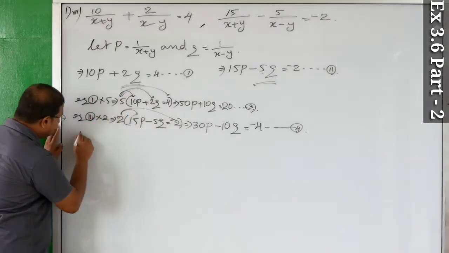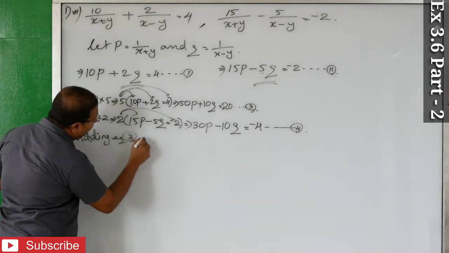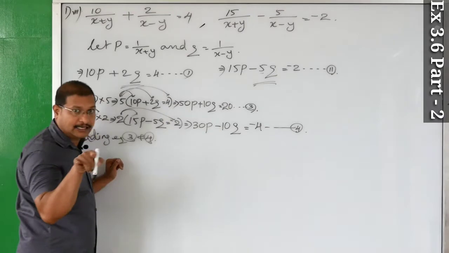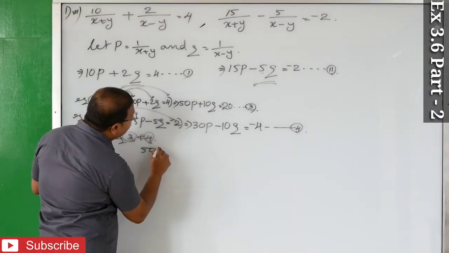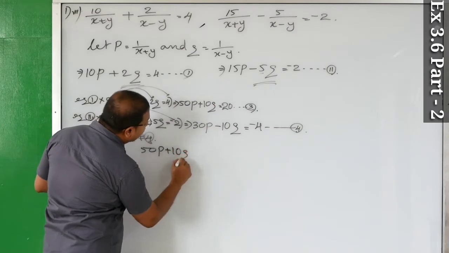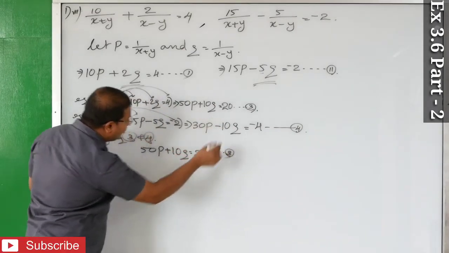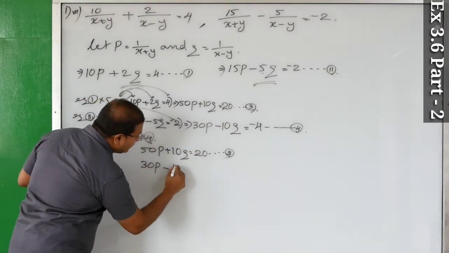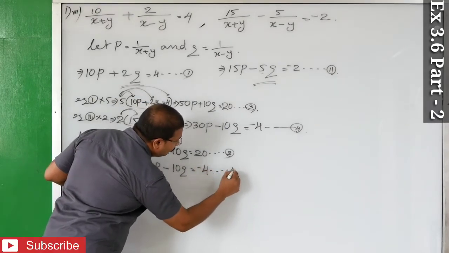If you want to cancel this, what will you do? Adding equations 3 and 4, because when you add, plus and minus will cancel, isn't it? We'll write now. 50p plus 10q equals 20, that's equation number 3. After that, the fourth equation: 30p minus 10q equals minus 4. This is equation number 4.